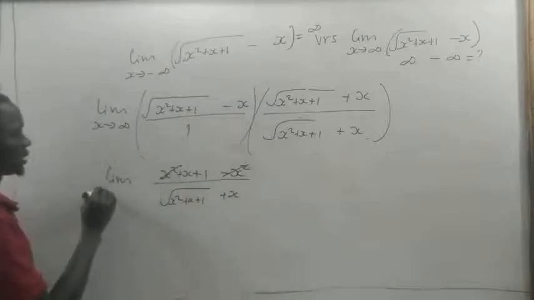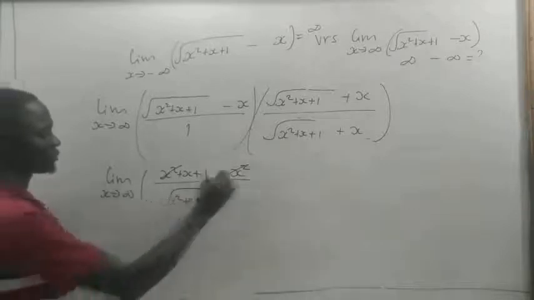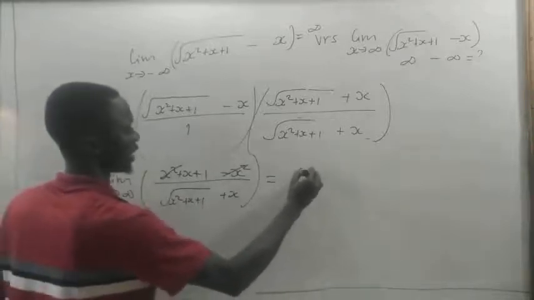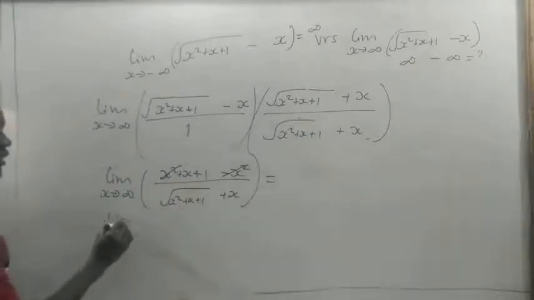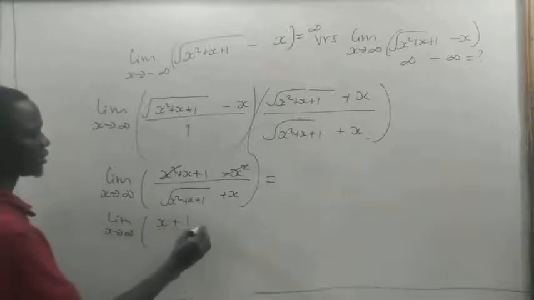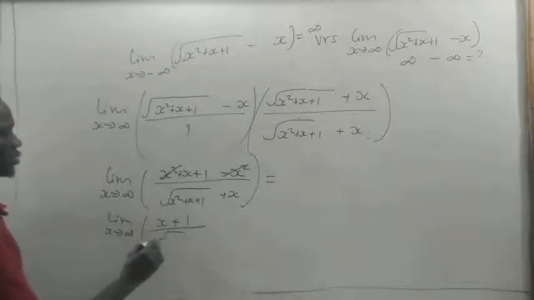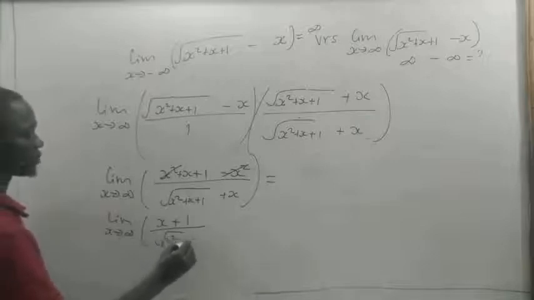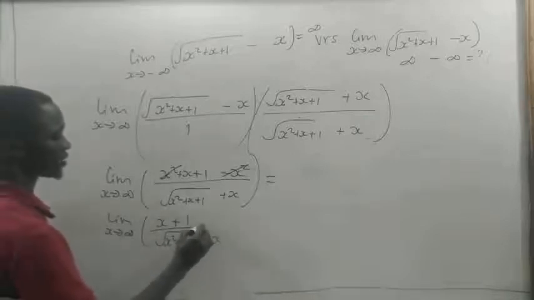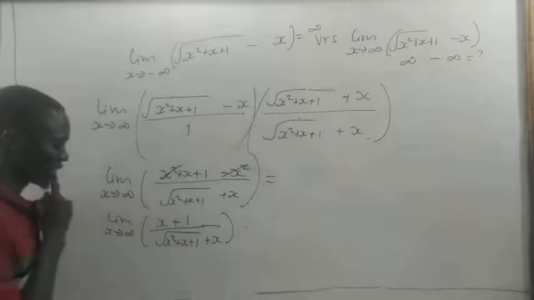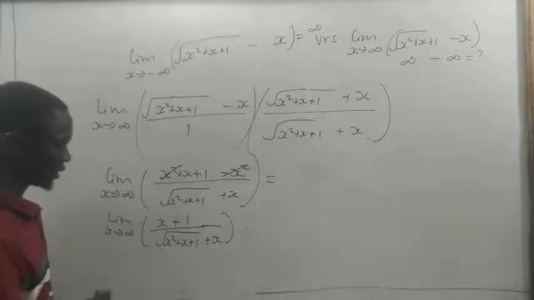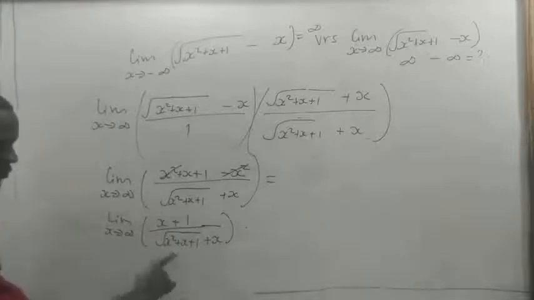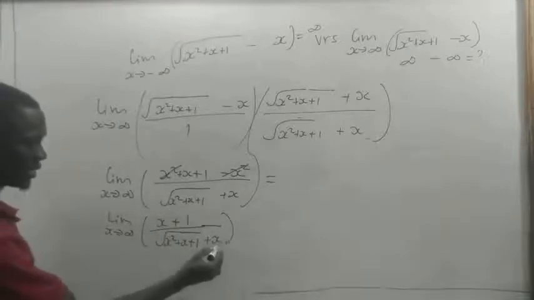Remember to bring the limit as x approaches infinity. And this will give us x plus 1. The limit as x approaches infinity, x plus 1 divided by square root of x squared plus x plus 1 plus x. Wow. So let's see what happens here. Now, we can do something. Let's look at this one. The highest power of x here is this x.